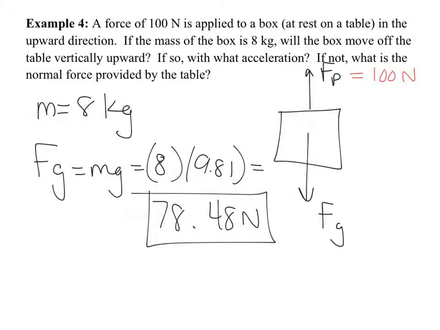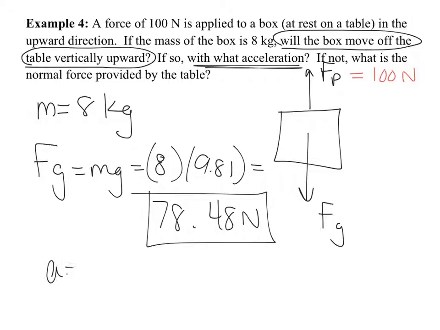So therefore, we are finding the acceleration. Again, it says, first question: will the box move off the table vertically upward? The answer to that is yes. So if so, with what acceleration? So our question now is find the acceleration. The next part says if not. So we don't need the next part. We don't need to do it. Cross it off because you don't need to do it.